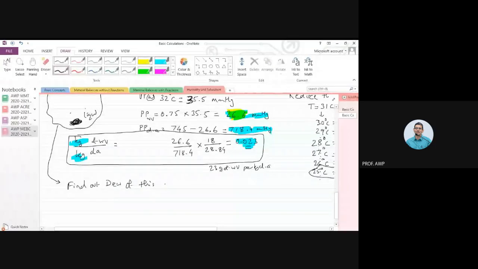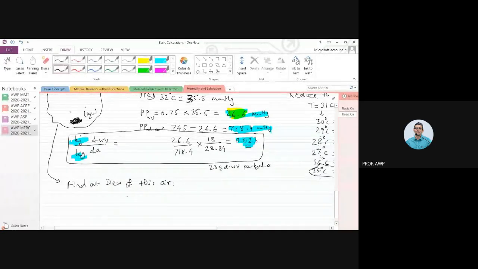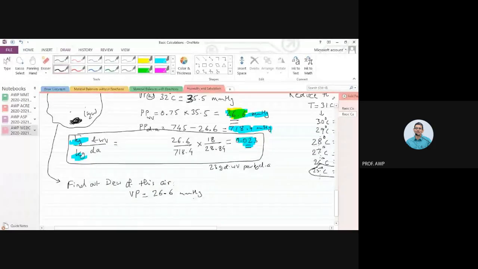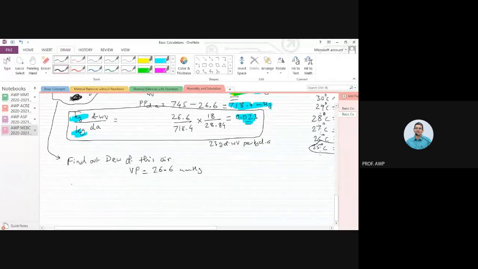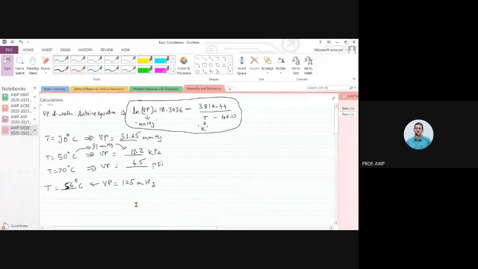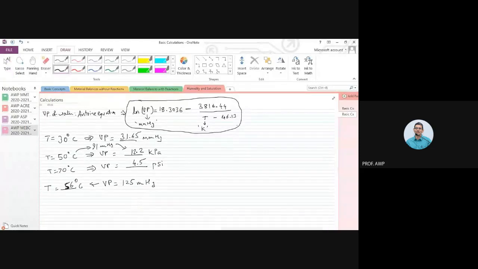So what is going to happen at the dew point? The vapor pressure is going to become equal to the partial pressure, which means the vapor pressure is going to become 26.6 mmHg. So now I use the Antoine equation, ln Vp. This is the Antoine equation, right? You write it down somewhere so that you can use it again and again, so that I don't have to write it again and again.